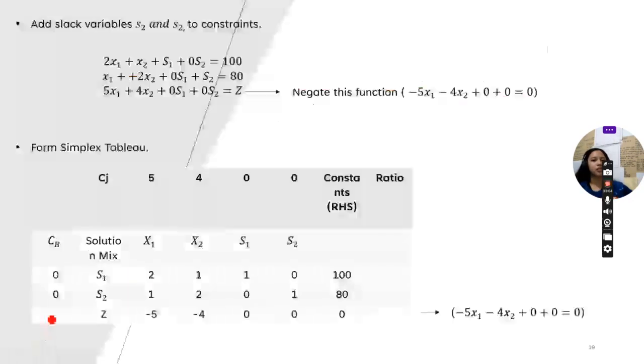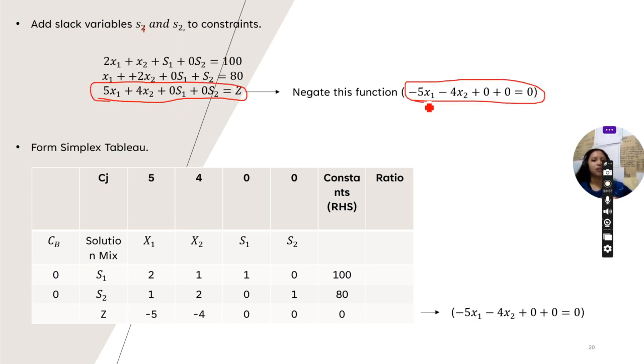Let's move to the first step. First step, add slack variables S1 and S2 to constraints. So these are the constraints. 2x1 plus x2 plus s1 plus 0 s2 is equal to 100. x1 plus 2x2 plus 0 s1 plus s2 is equal to 80. Then this is our objective function. Let's negate this. This will be negative 5x1 minus 4x2 plus 0 is equal to 0.